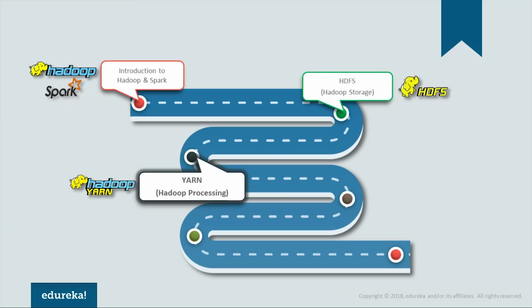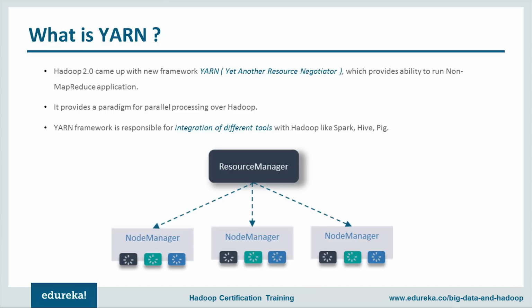So we have seen HDFS. Now let's take a look at Yarn, which is the processing unit of Hadoop. So what is Yarn? Yarn is nothing but MapReduce version 2. When Hadoop came up with its new version, Hadoop 2.0, it introduced Yarn as the new framework, and it stands for Yet Another Resource Negotiator, and it provides the ability to run non-MapReduce applications. Because of Yarn, we are able to integrate with different tools like Apache Spark, Hive, Pig, etc. And it provides us with a paradigm for parallel processing over Hadoop.